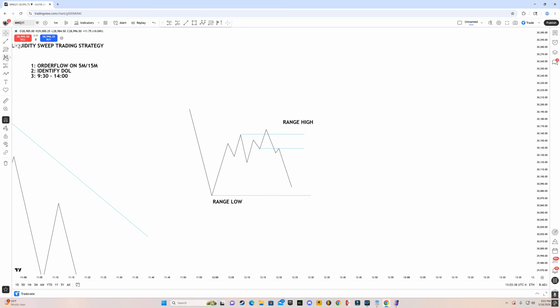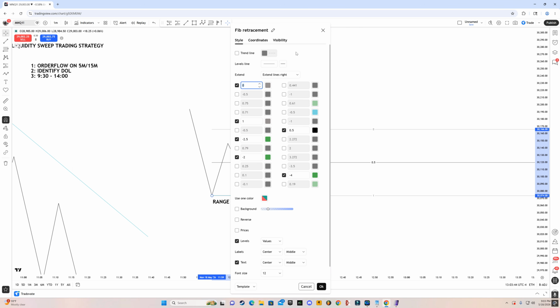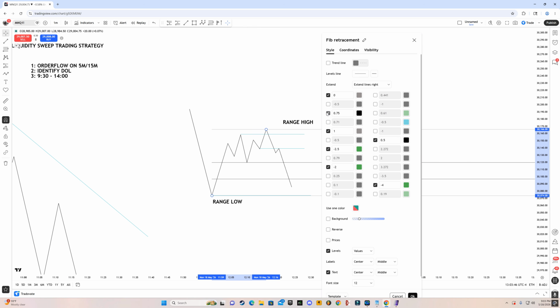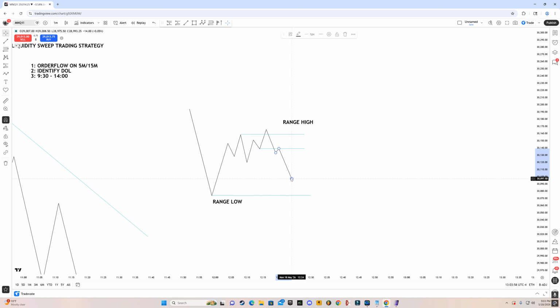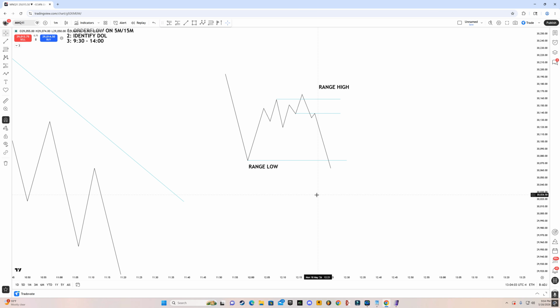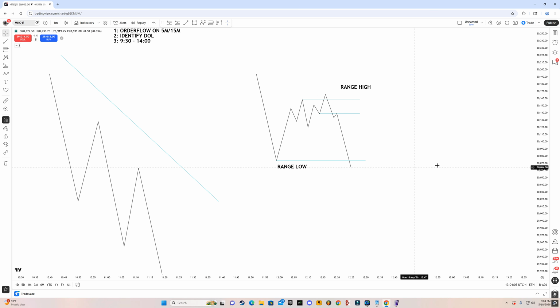So the best way to take your profits here is to turn on the 0.75 or 0.71. Ideally, I like to go with 0.75 and then take my profits at 0.75 up the range. So from this range low to this range high, I take my profits sometimes here. That is the safest way that you can take your profit, but eventually price will go down towards the range low. Okay? Simple as that, guys.